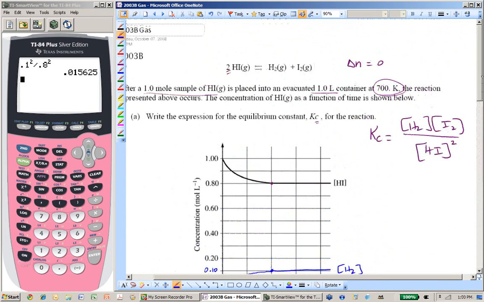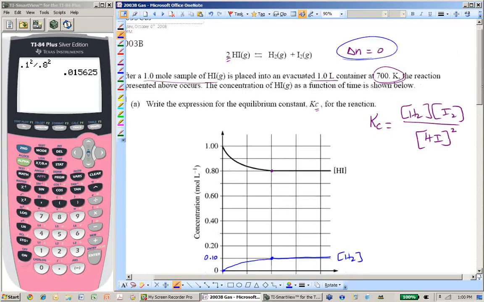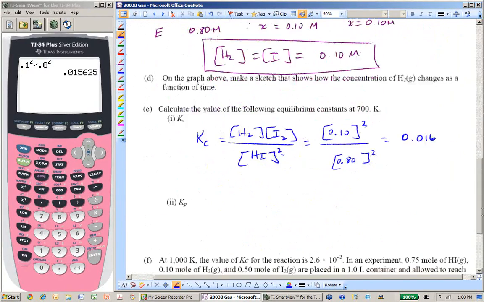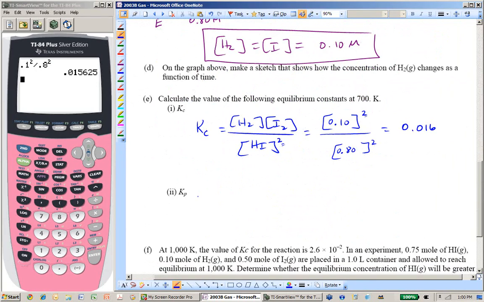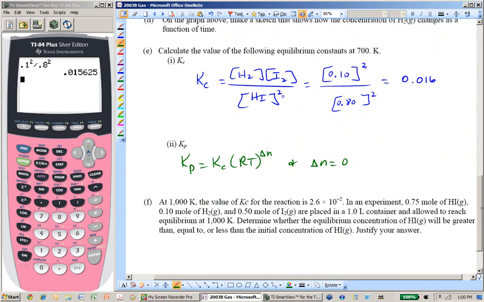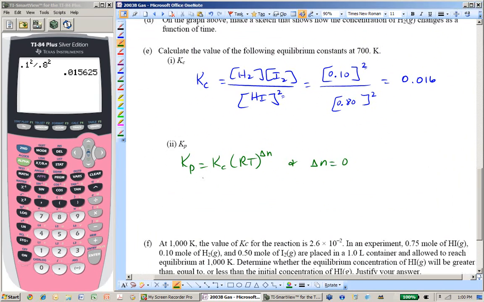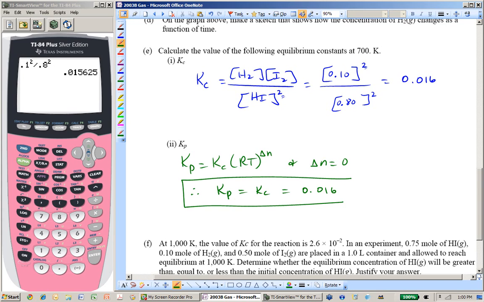Now, go back to your balanced equation. We already said that the change in the number of moles is 0. 2 moles on the left, 2 moles on the right. So Kp equals Kc. So Kp, I'll do it in a different color. Kp equals Kc RT to the delta n. And delta n equals 0 for this problem. Therefore, Kp equals Kc equals 0.016. Easy enough.